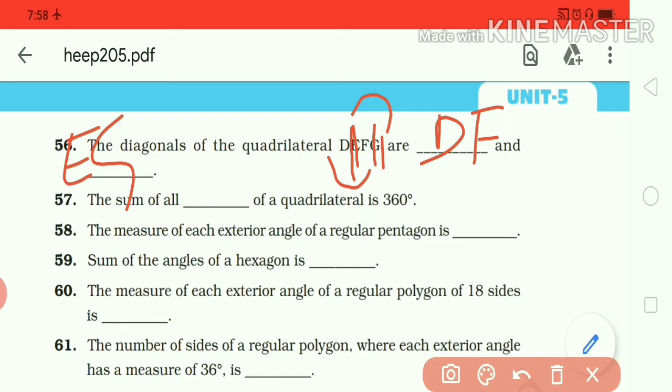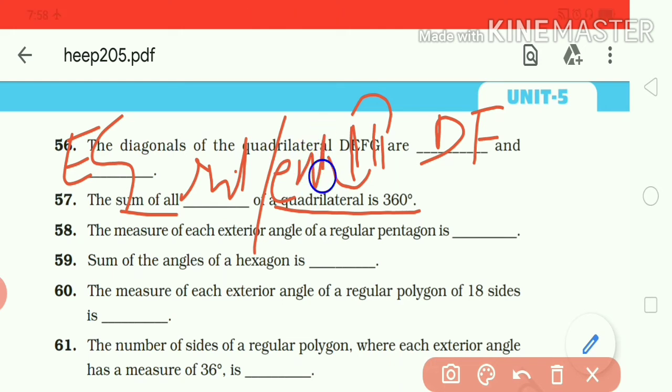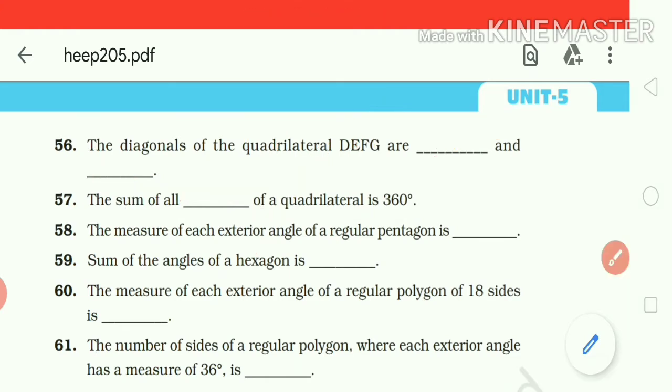So at first we will take the non-cut DF, and then we take the cut points, right? The sum of all dash of a quadrilateral is 360 degree of all the interior angles and also exterior both. Sum of interior angles is also 360 and sum of exterior angle is also 360 degree in the quadrilateral, right? So in any polygon, sum of exterior angle is 360 degree. For the quadrilateral, interior angle sum is also 360 and exterior also.